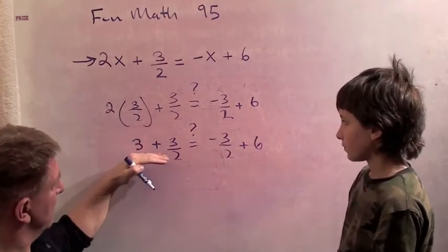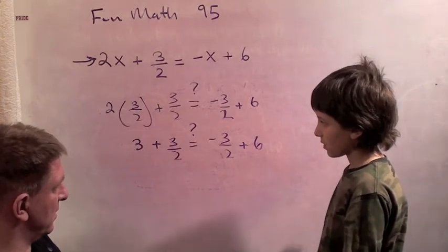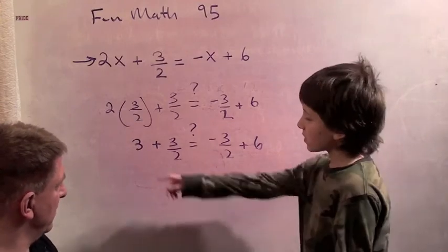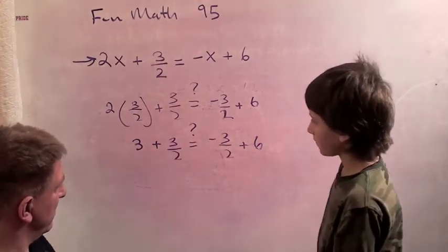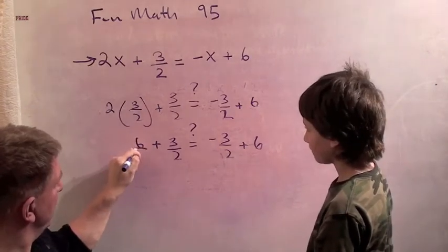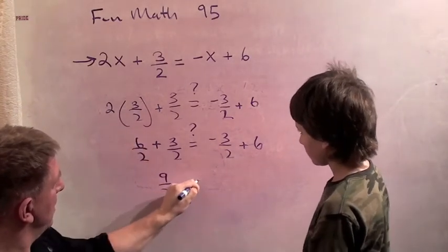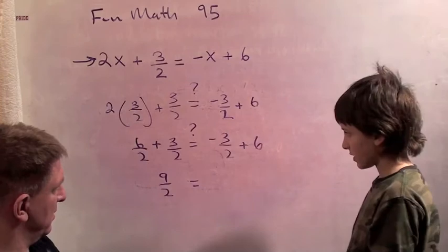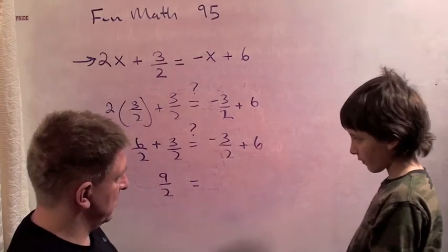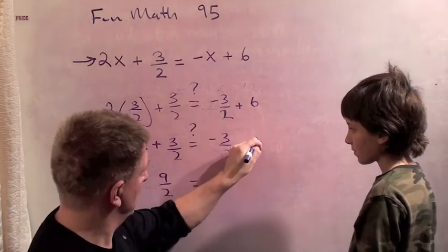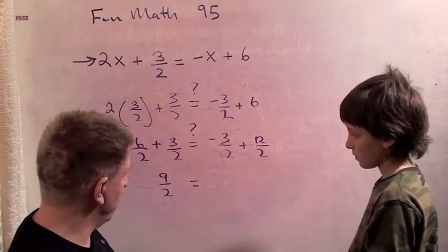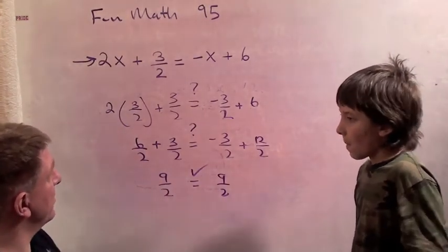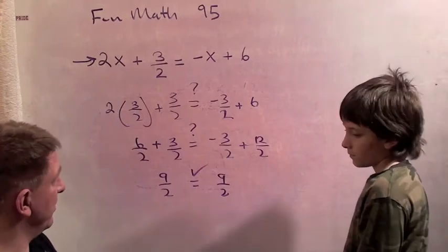Well, what's 3 halves? 3 halves is just 3 halves. So how do you want to see if these two are the same? Let's convert this 3 to halves. So it's 6 halves plus 3 halves, which is 9 halves. How about this side of the equation? Minus 3 halves plus 6 is minus 3 halves plus 12 halves, which is 9 halves. Check! So the answer to our equation here is, in fact, 3 halves.